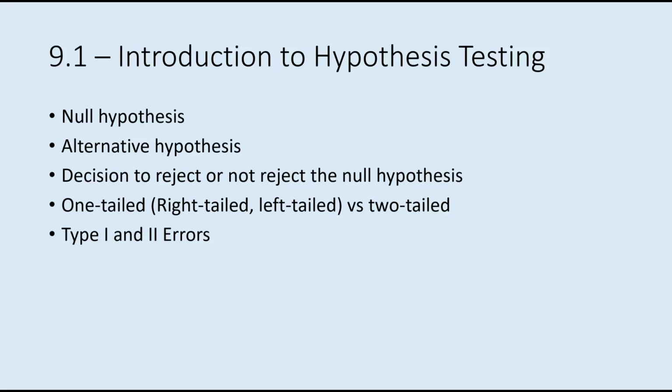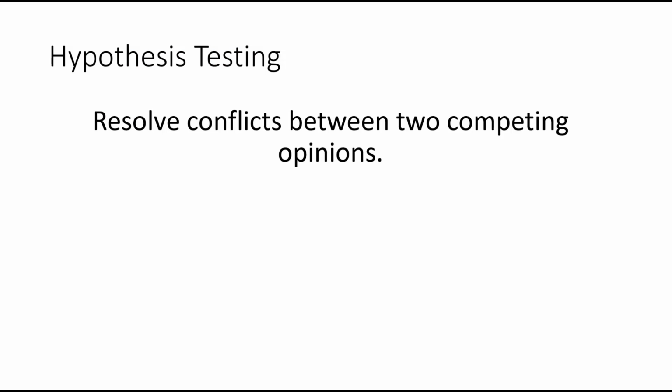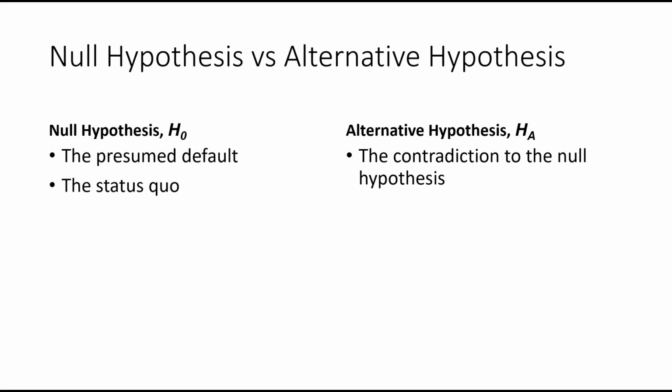In 9.1, we're going to be doing all the introductory components to hypothesis testing. So what a hypothesis test does is it resolves conflicts between two competing opinions, and we express those two competing opinions as the null hypothesis, or H sub 0, and the alternative hypothesis, H sub A. You might see that as H sub 1 in other textbooks.